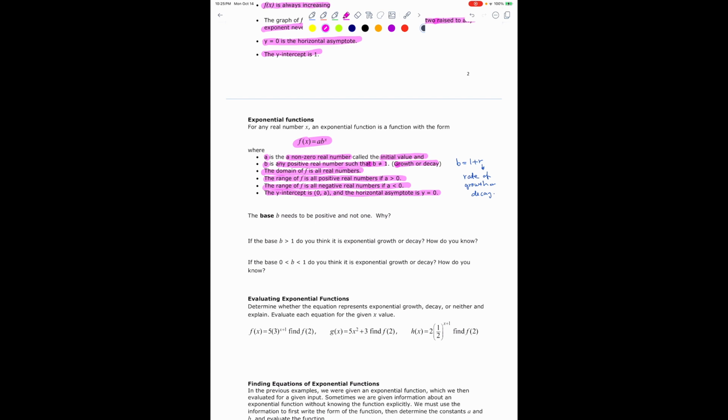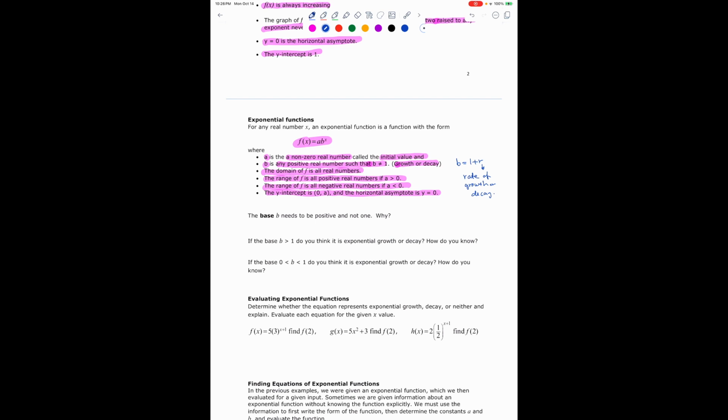We said that the base b has to be a positive real number and not equal to 1. The reason for that is because if b is negative, we're going to run into the complications of dealing with complex numbers. But if b is positive, then the function f of x equals a times b to the x is going to be defined for all of the real numbers. So that's why b cannot be negative, because if b is negative, we're going to have to deal with complex numbers.